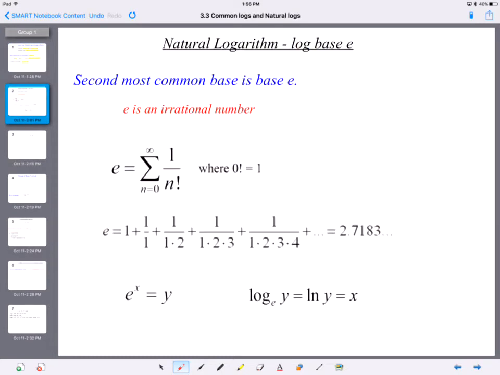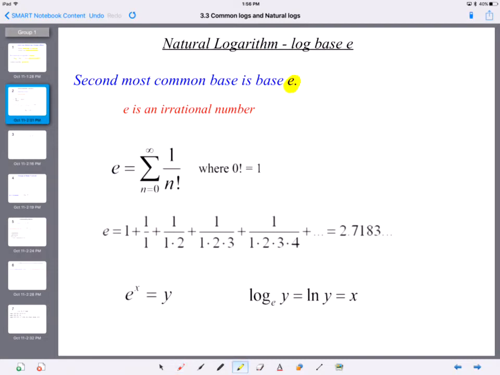Now, the other one, and that is used almost just as much, is called the natural logarithm. Now, this is still a logarithm. I think a lot of people get confused and think that a natural log is not a logarithm, that it's something different than a logarithm in terms of what we've done in the past. The second most common base is what we call base e.